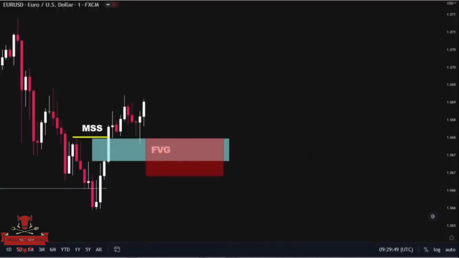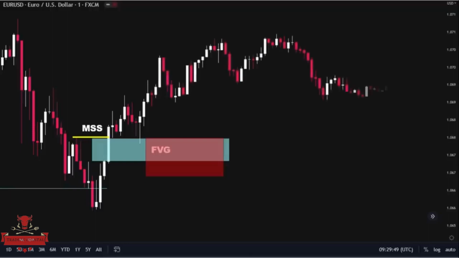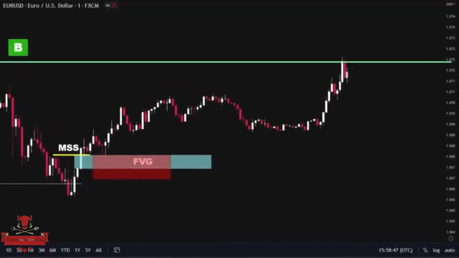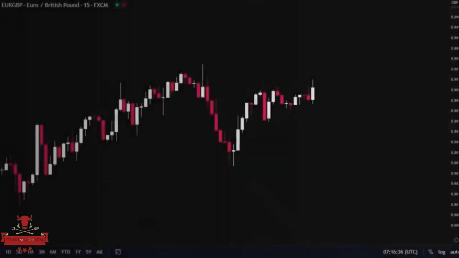As you can see, our order is activated very soon. Now, let's see what is going to happen. As you can see, price rose, and finally, our take profit is hit by the price, and the reward to risk ratio of the trade is almost 6. So let's see another trading example.